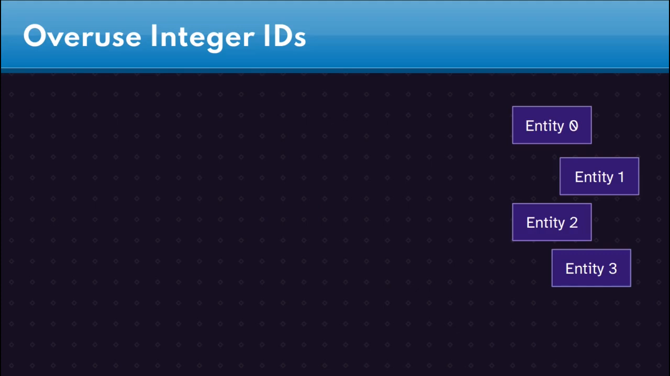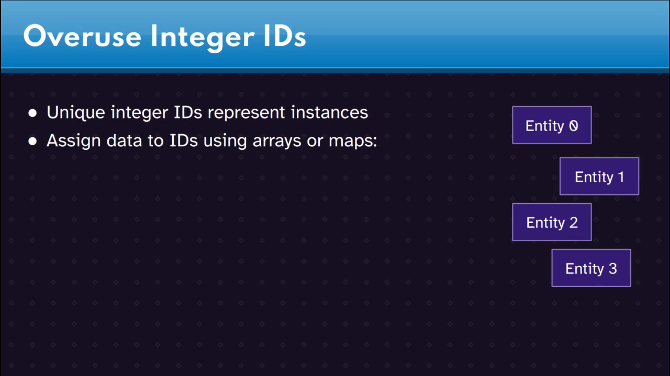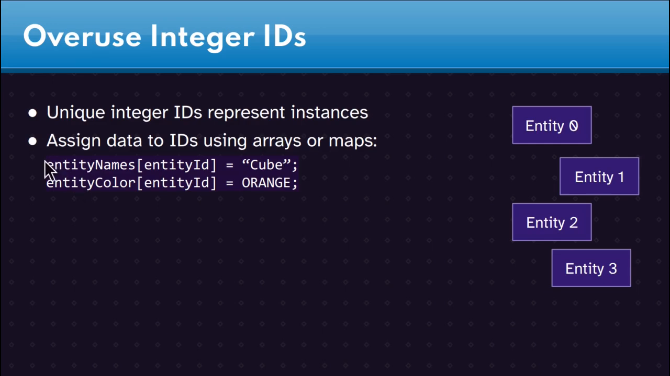data. And the common way that data is represented in OSP is using unique integer IDs. So instead of object equals new object, we just make a number. And we can assign data to things by using arrays and maps. So in this example, we have an array of entity names. This can also just be a map as well. An array or a map, they kind of look the same in this example.